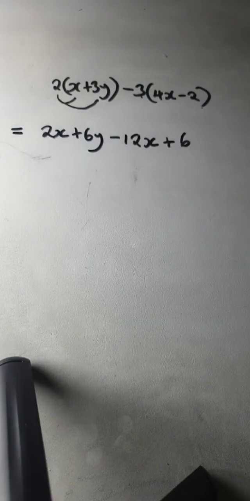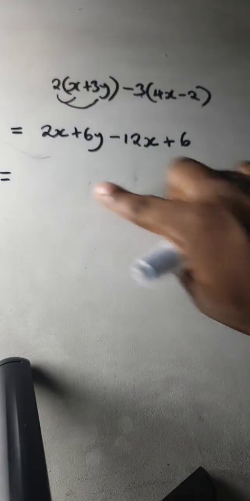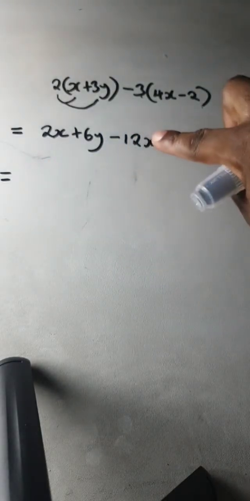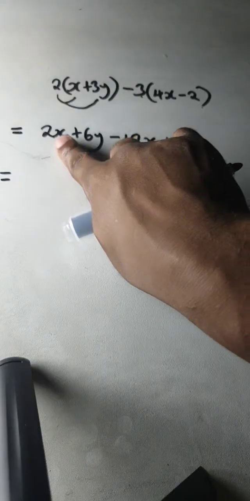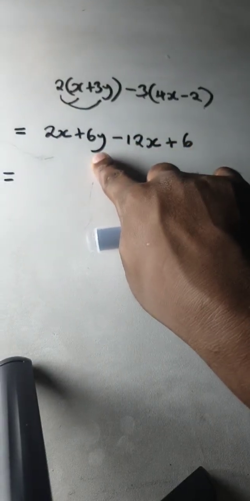After we are done with the expansions, what we are supposed to do is to group the like terms. We group the like terms. But if you observe, it's only x that has a like term. So it's okay, I can start with this one which is independent.